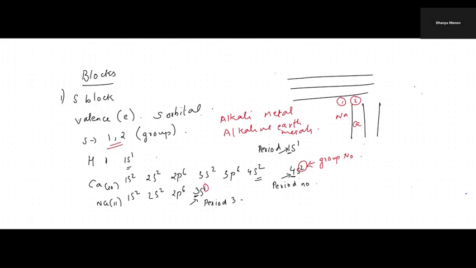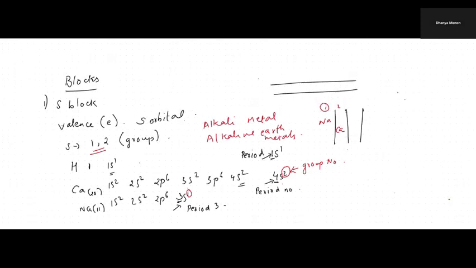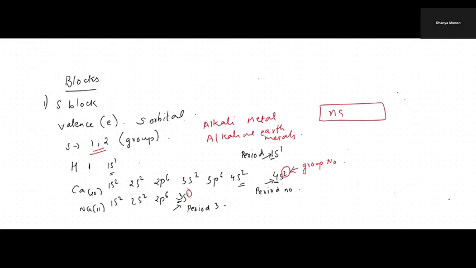Okay. And they have a general electronic configuration of ns1 to 2. It can be ns1 or ns2, because why only 2 electrons? What is the maximum capacity for an s subshell? It is 2. So it can be 1 electron or 2 electrons. And they are all metals. So these are the s-block elements. The last electron, or the valence electron, goes to the s subshell.